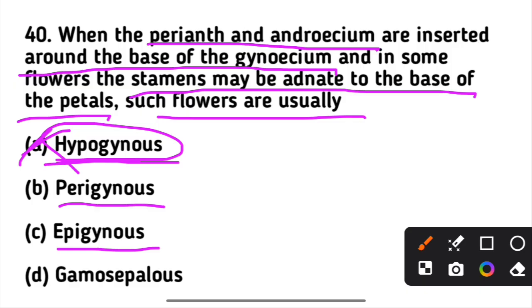When the perianth and androecium are inserted around the base of the gynoecium and in some flowers the stamens may be adnate to the base of the petals, such flowers are usually hypogynous. Option A is correct.